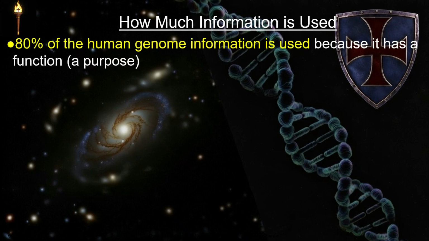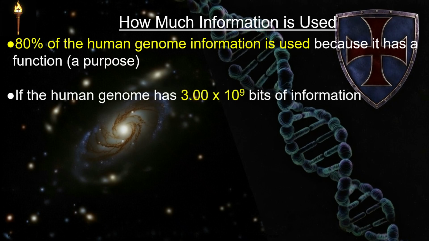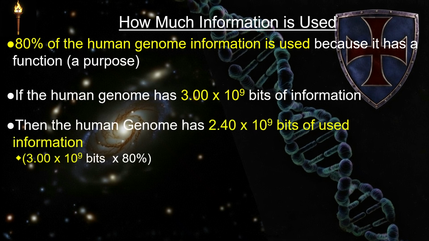We can calculate how much information is used. We know that 80% of the human genome is used. If the human genome has 3 times 10 to the 9 total bits of information, then doing a little bit of calculation, the human genome has 2.4 times 10 to the 9 bits of used information.